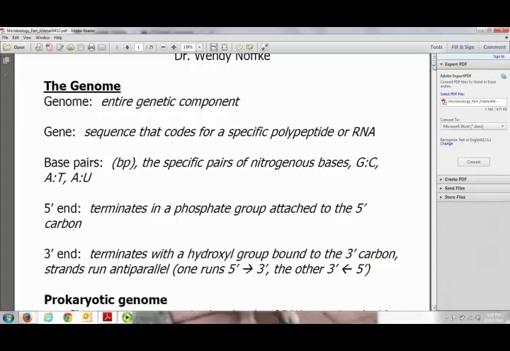The DNA does have specific ends to it. The 5' end is going to terminate with a phosphate group attached to the 5th carbon. The 3' end is going to terminate with a hydroxyl group bound to the 3rd carbon. And the strands are going to run anti-parallel to each other. So one is going to run in the 5' to 3' direction. The other is going to be running 5' to 3' in the opposite direction.